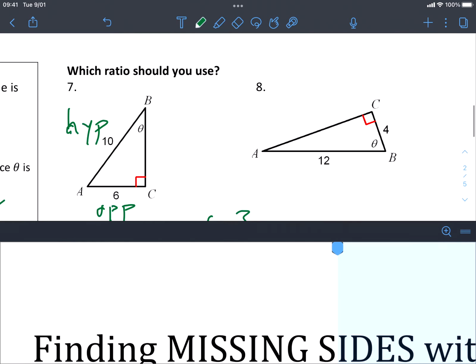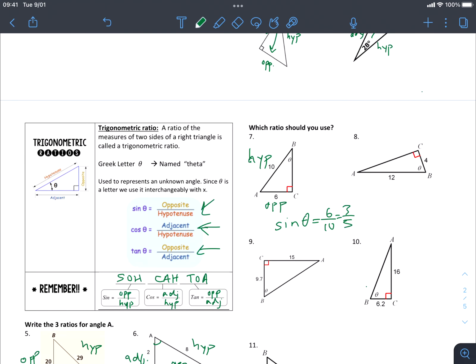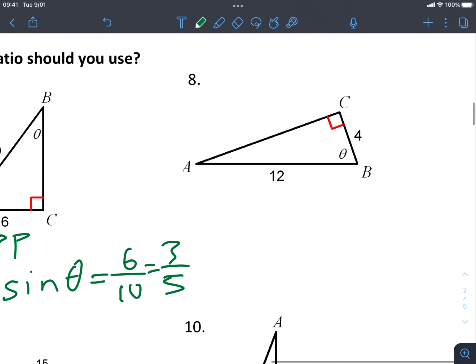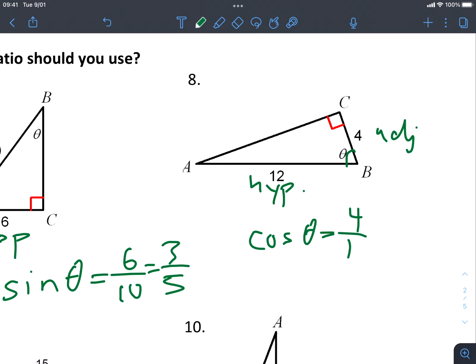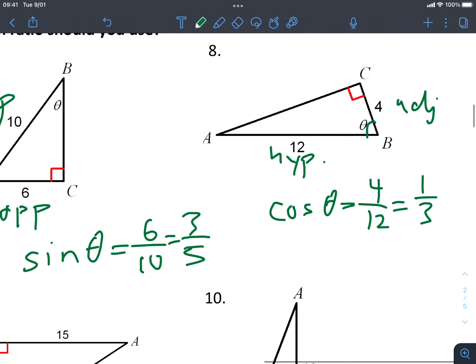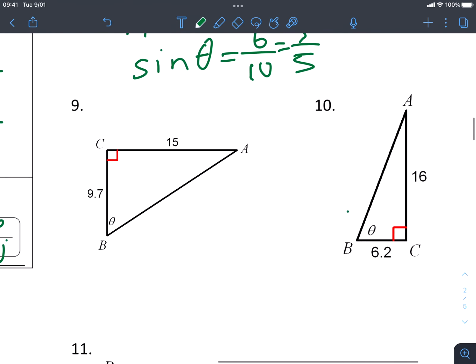In my situation here, I have adjacent and I have my hypotenuse. So adjacent over hypotenuse is cosine. So cosine of theta is equal to 4 over 12, which is equal to 1 over 3. That's that. So we're just finding the ratios between the sides.